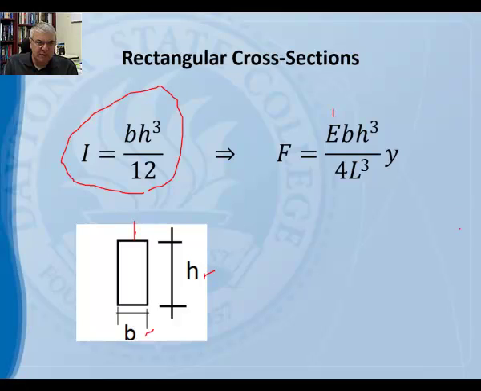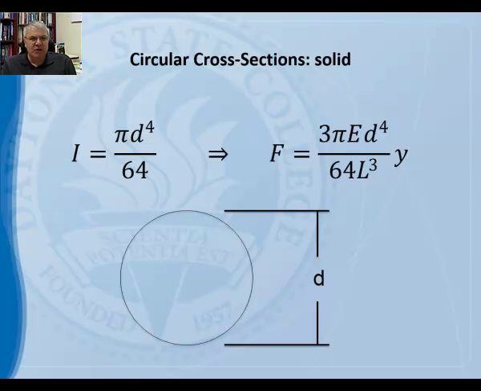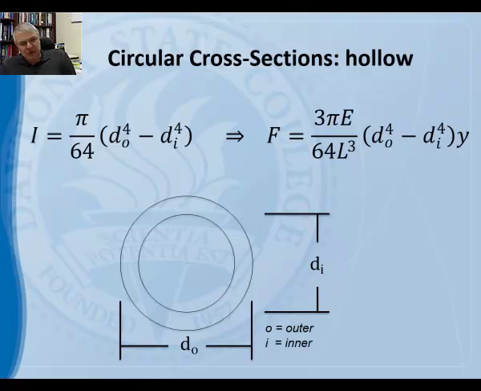Remember, this Y here is also shown as delta. It's pretty much the same. So for a circular cross section, if it is solid, meaning it's not hollow, we're going to have a different moment of inertia, pi times d to the power 4 divided by 64. As such, F would be different. So for different cross sections, we have different moments of inertia.